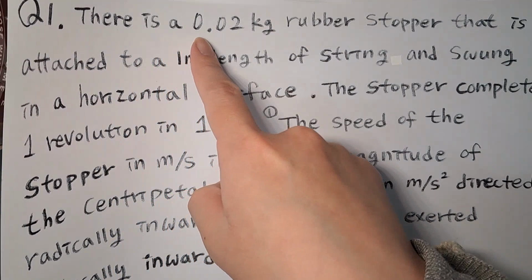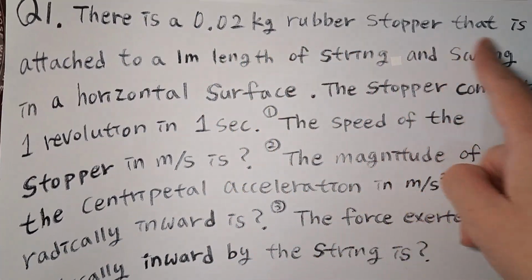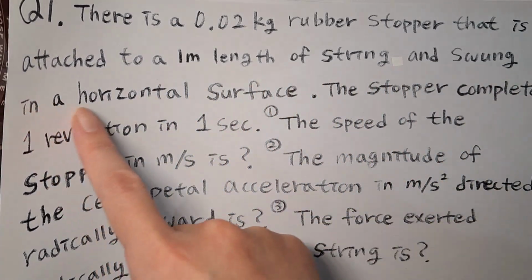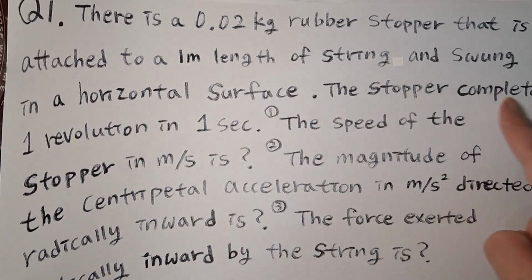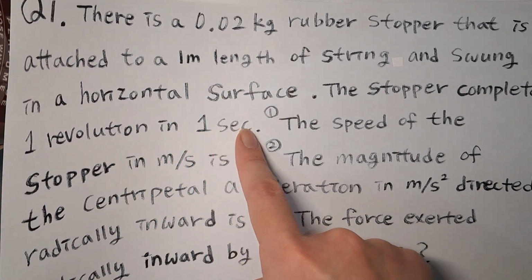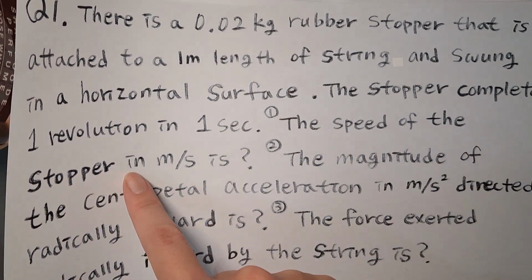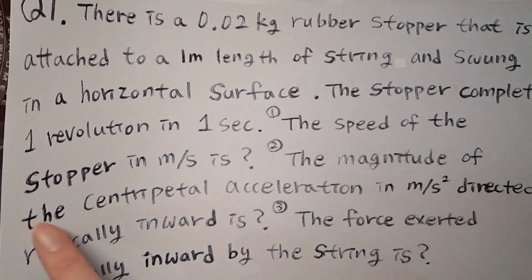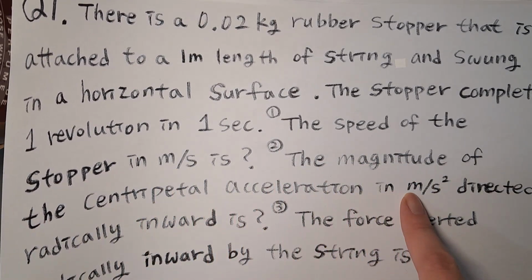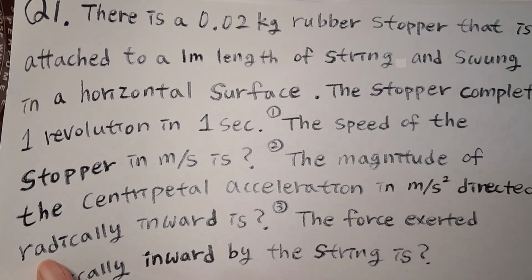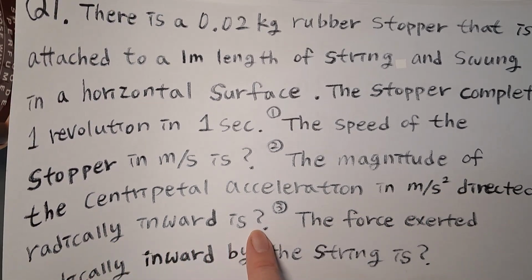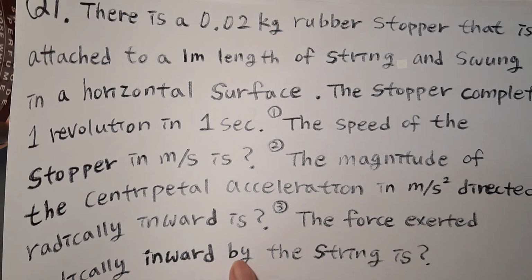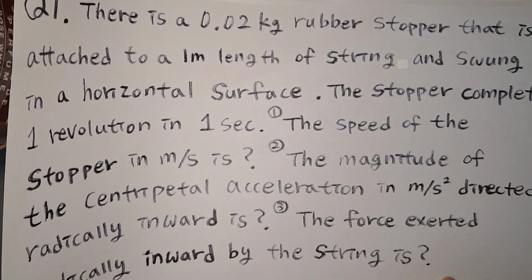There is a 0.02 kilogram rubber stopper that's attached to a one-meter length of string and swung in a horizontal surface. The stopper completes one revolution in 1 second. The speed of the stopper in meters per second is? The magnitude of the centripetal acceleration in meters per second squared directed radially inward is? The force exerted radially inward by the string is?